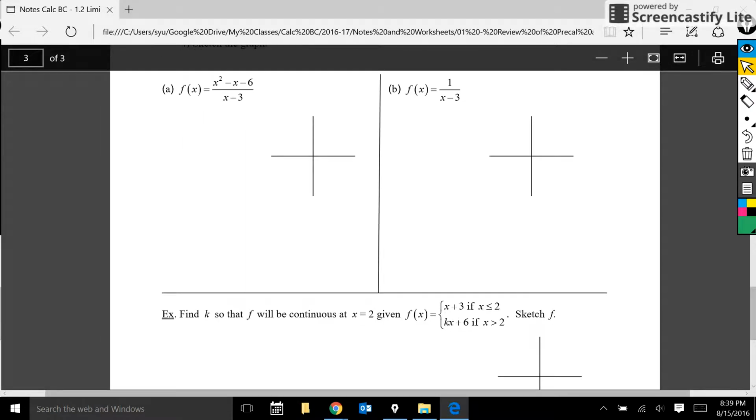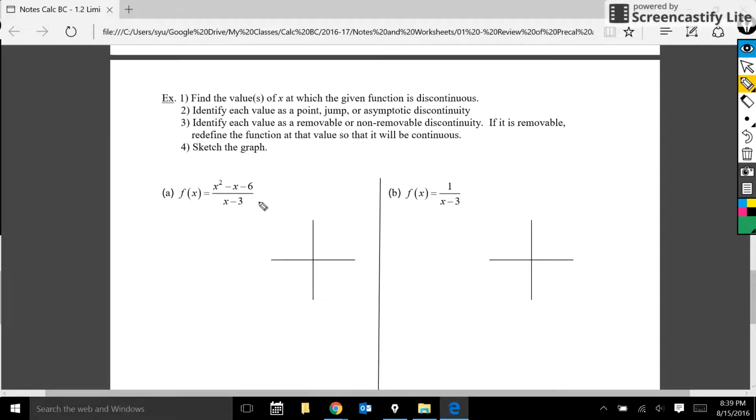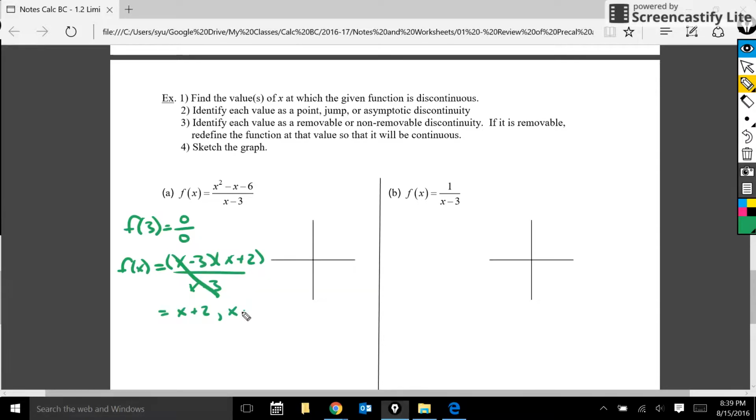Okay, so in these two examples, scroll up a little bit, we're given a function, and first of all, let's just find where we're discontinuous. So right off the bat, I notice that if I plug in 3, I get 0 over 0. That typically means that I can do something to it, and it won't give me 0 over 0. So if I factor the top, I have x minus 3 times x plus 2 over x minus 3. Well, look at that. I can remove the discontinuity, which is why we call it removable. So I know that my function will look like x plus 2, but it also cannot exist at 3.